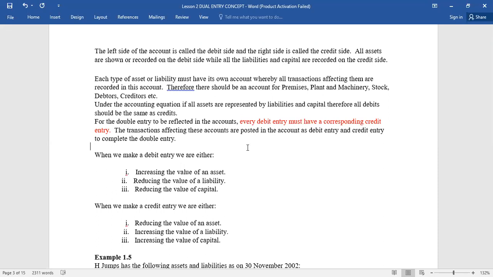I've indicated here a summary: when we make a debit entry, we either increase the value of assets, or reduce the value of liability, or reduce the value of capital. So you can see when the debit happens. Let me give an example here.